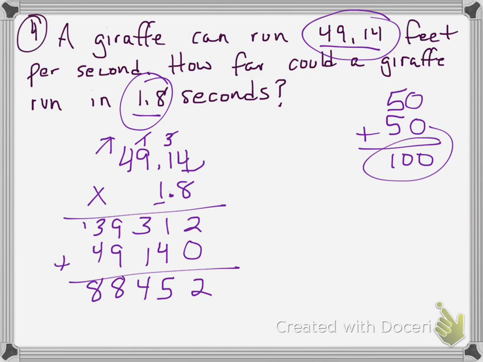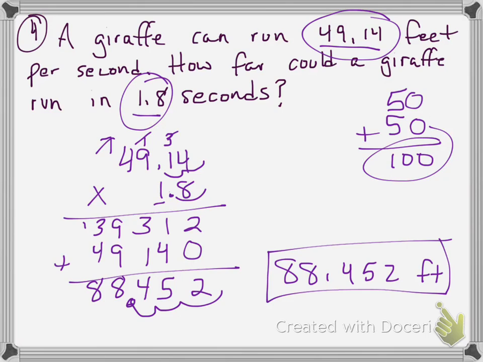Let's see, I had 1, 2, 3 decimal places in my problem, so I need 1, 2, 3 decimal places in my answer. So my final answer is 88 and 452 thousandths feet. Now again, it's not exactly the same as the 100, but 88, 100, we're in the neighborhood.